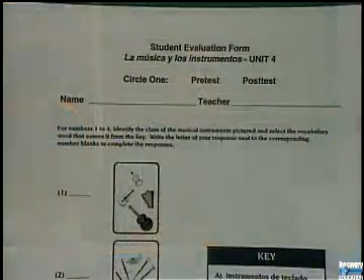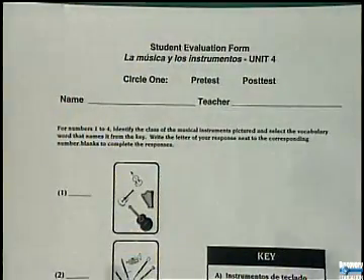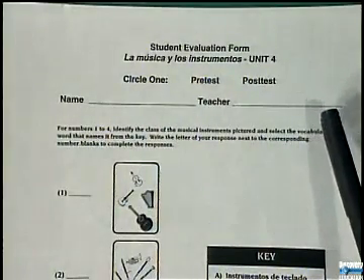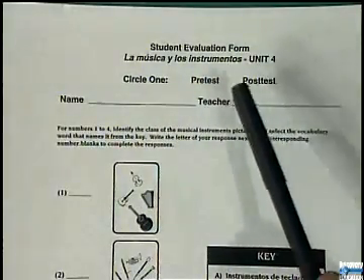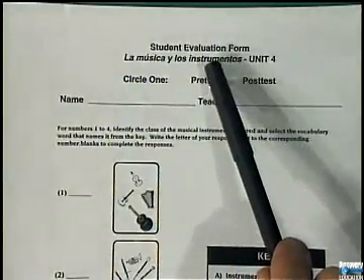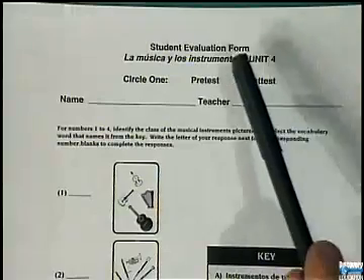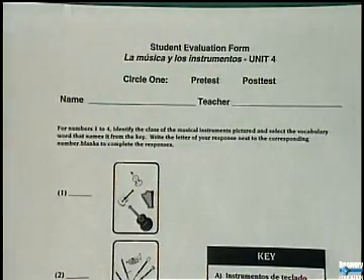Okay. Well, let's start by filling in the information at the top of the evaluation form. Okay. Go ahead and write your name up here. Write your teacher's name. Now remember to circle the word pre-test if you're taking it before you've studied the material so that we'll know that you haven't studied this yet, or post-test so that we'll know that you're taking this test after you've studied the material. Okay? Muy bien. Ahora vamos a empezar.